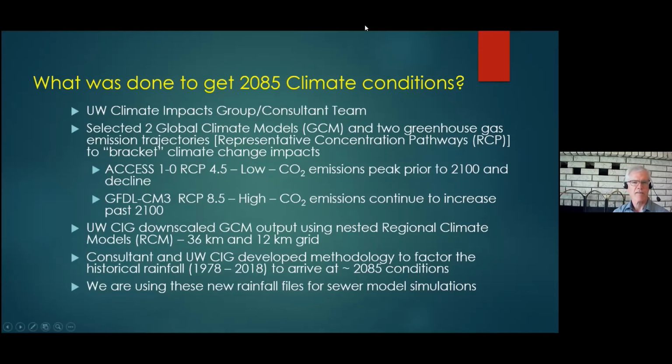climate at the end of this century, we'll call it 2080s, the UW Climate Impacts Group and a consultant team selected 2 global climate models and 2 greenhouse gas emissions trajectories. We selected the ACCESS 1.0 with a low carbon dioxide emissions peak, the RCP 4.5, and then the GFDL CM3 global climate model with RCP of 8.5 for the high carbon dioxide emissions trajectory. And then the Climate Impacts Group downscaled the GCM output from these 2 models using a nested regional climate model with 36-kilometer and 12-kilometer grid. And then the consultant and UW Climate Impacts Group developed a methodology to factor the historical rainfall to arrive at 2085 conditions. And we're using these new rainfall files for sewer model simulations.